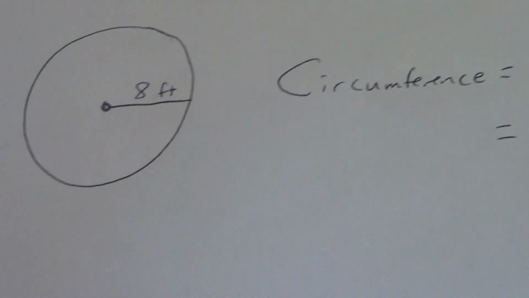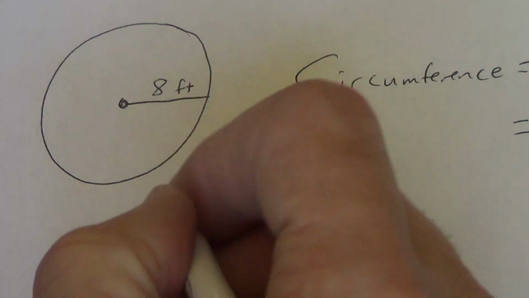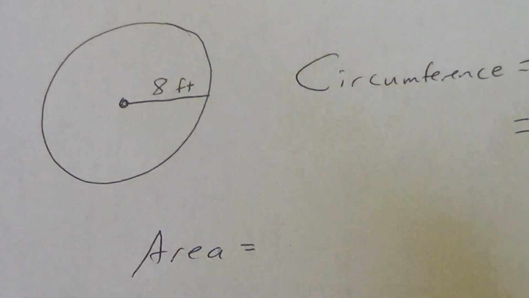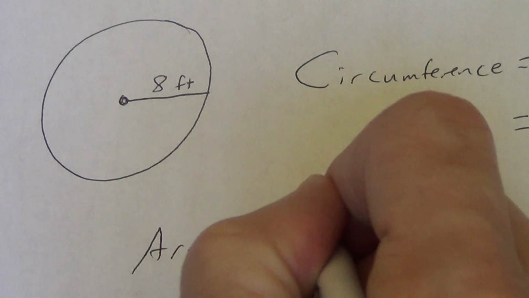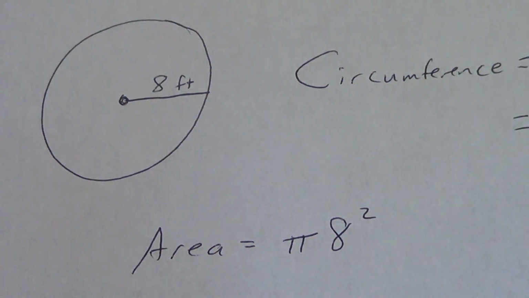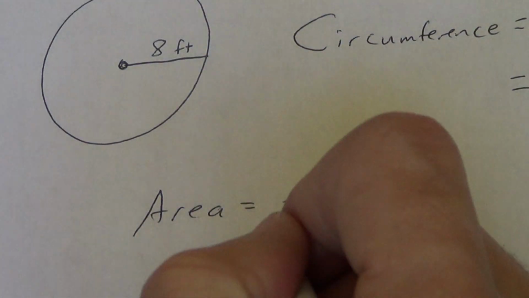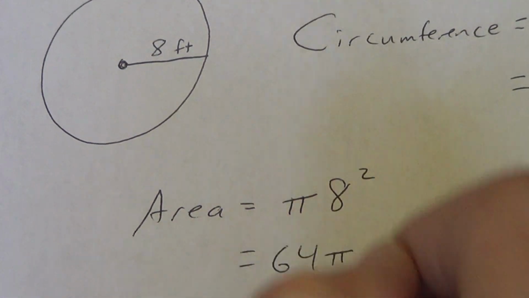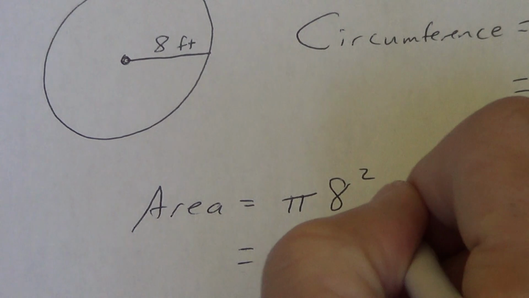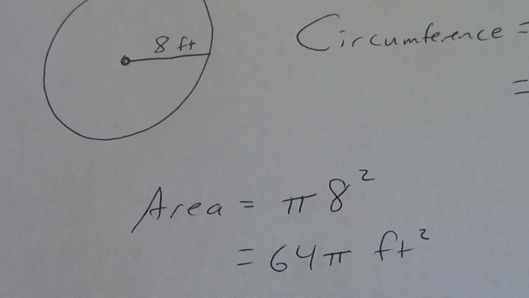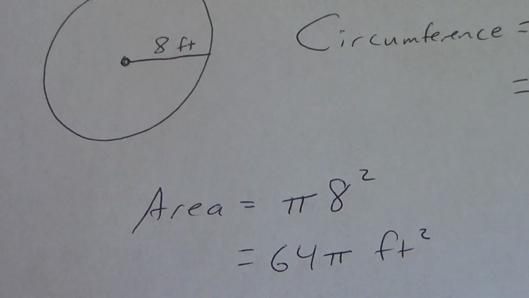All right, let's come back to the same one and let's find the area. So area equals pi r squared. Okay, well, what is 8 squared? 8 squared is 64 pi. Label for area, feet squared. That's it. Stop. Don't do anything else. Nice thing about this is you shouldn't even need to use your calculator.